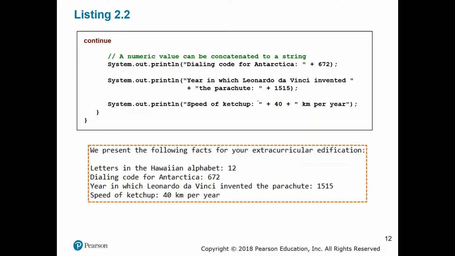Numbers also can be added to the string. So here, string plus number, string plus number is okay. And here, string plus number plus string. This is also okay. So a number can be added to a string using the plus operator. So these three lines are outputs from these three print statements.